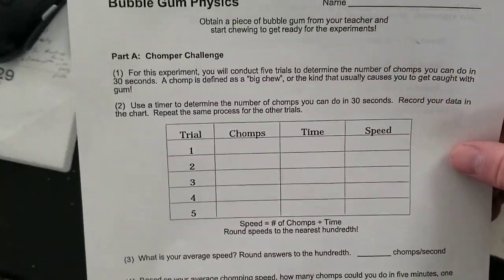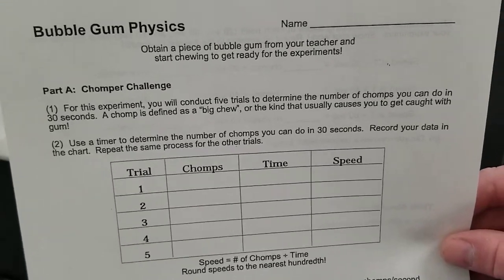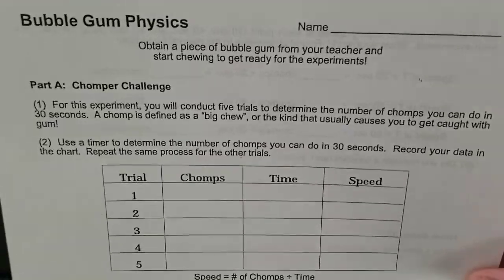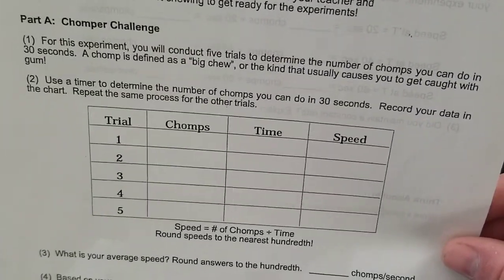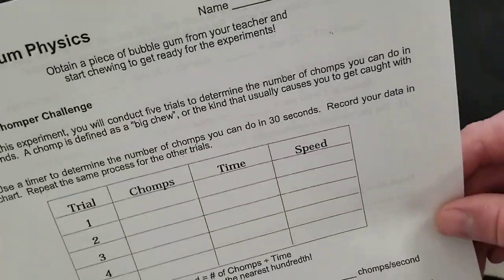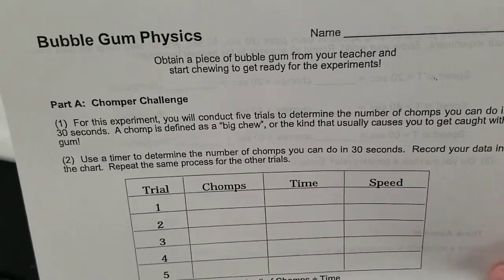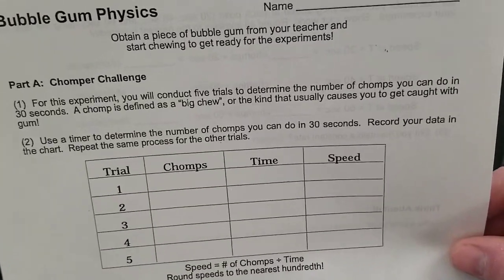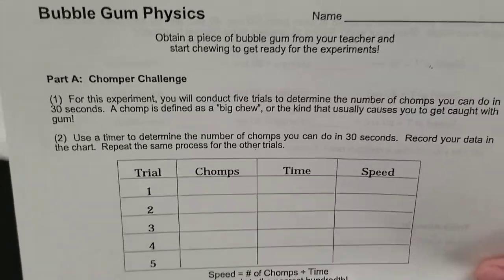What you need to do, I'm trying to make this to where you guys can see a little bit better. It says here, obtain a piece of bubble gum from your teacher, start chewing to get ready for the experiment. For this experiment, you will conduct 5 trials to determine the number of chomps you can do in 30 seconds. A chomp is obviously a bite down on the gum. Okay, it can be exaggerated. It actually defines a chomp as a big chew, or the kind that usually causes you to get caught with gum in class, that is.